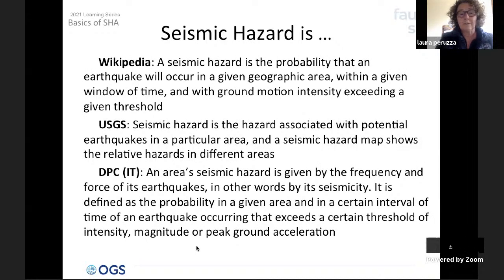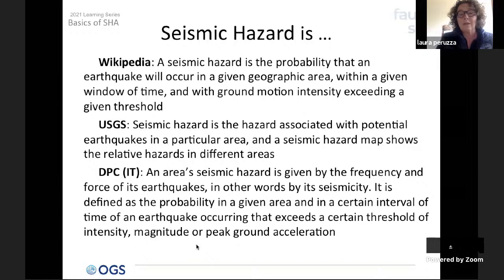So let's start with the generalist sources: Wikipedia, the website of USGS, and the website of the Italian Civil Defense Department, that is the main agency funding research concerning risk and hazard assessment and reduction. And of course, these are sites that deliver the message to the non-specialist public.